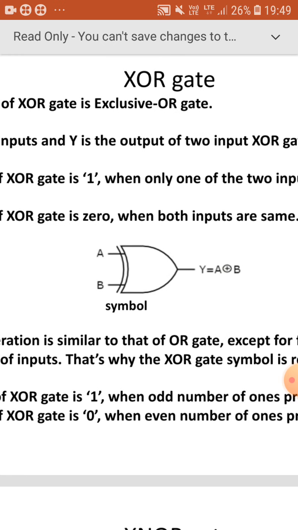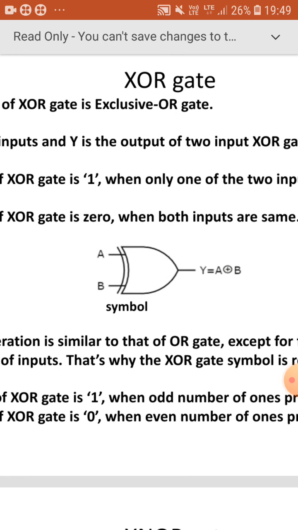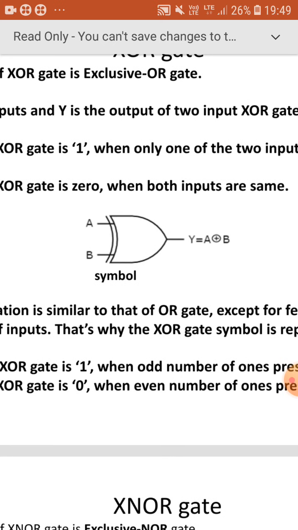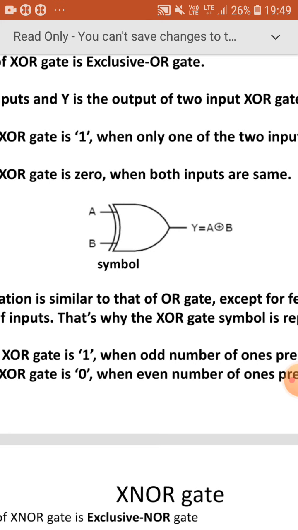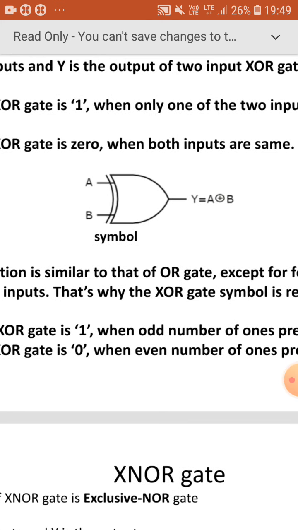If you take more than two input XOR gate, the output will be 1 if odd number of inputs are 1. If even number of inputs are 1, then the output will be 0.